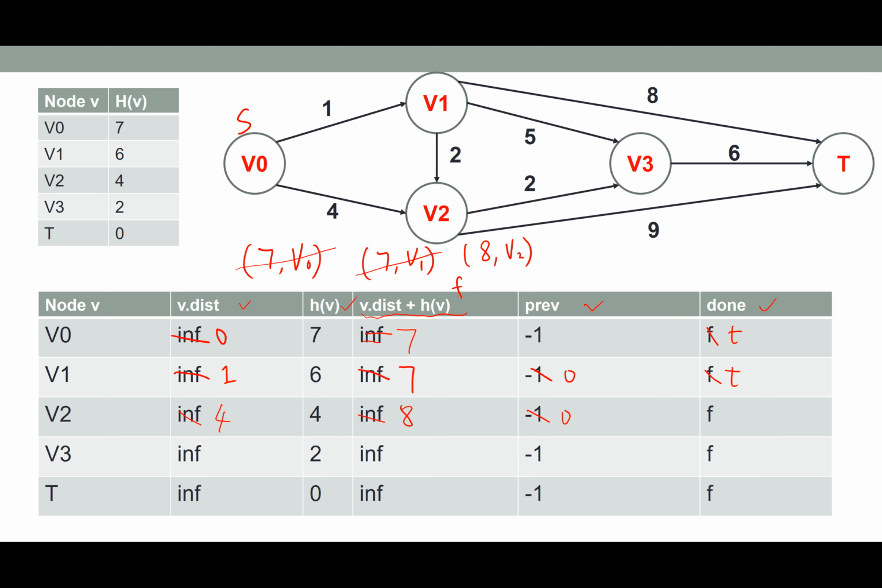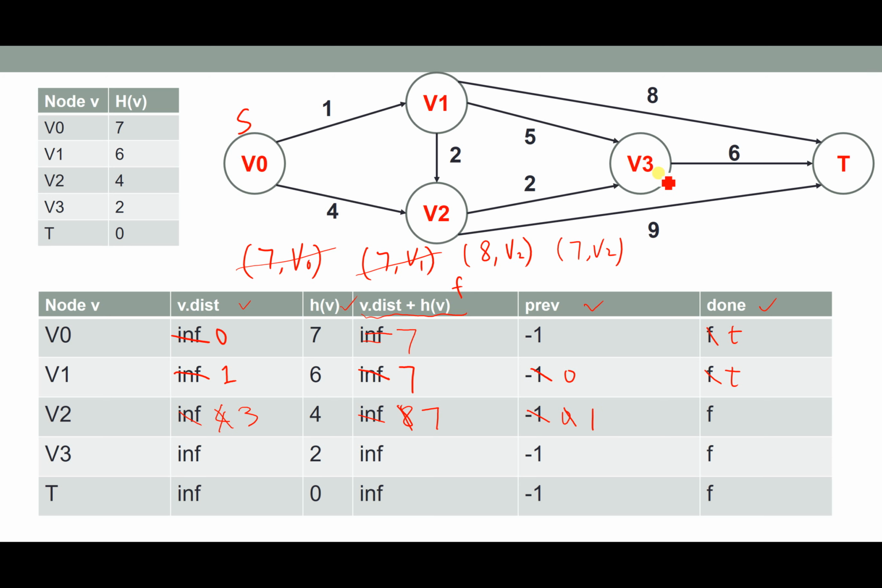We will look at the neighbors of v1. We have v2, v3, and t. So we look at v2. If you look at the distance for v2, it used to be 4, but right now it's v1's distance plus 2, which is 1 plus 2, that's a 3. So we get better in here. And this one is changing into 7. So we're going to enqueue 7 v2 in here. And obviously the previous is changing into 1.